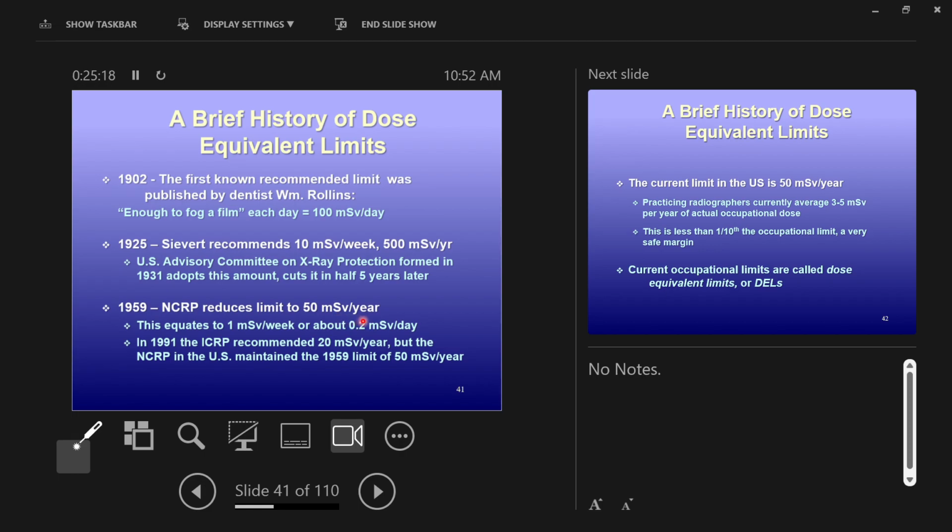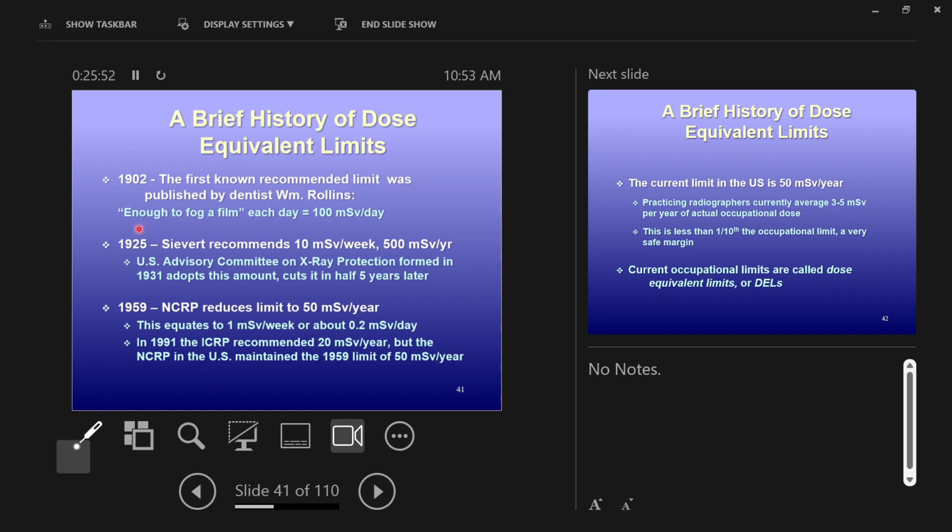So we went from 3.6 sieverts per year down to 1/7 of that, and from that down to 1/10 of that second decrease. So we went from a lot to less to a lot less. Which comes out to about a millisievert per week, or 0.2 millisieverts per day. So 0.2 millisieverts per day in 1959 compared to 1902, where 100 millisieverts per day was supposedly the acceptable limit.